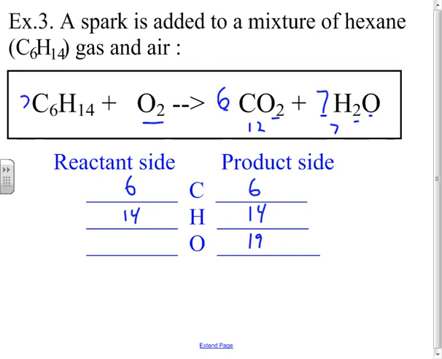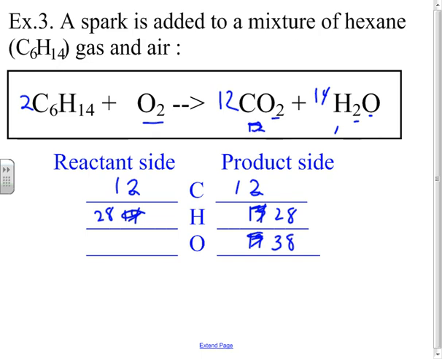So I'm going to put a 2 here, and that's going to make this 12. I then need to double this to 12 to balance the carbons on the product side. And I need to change this to a 14 because I changed this to 28, and now 14 times 2 is going to give me 28 on the product side. And my 19 just became 38.